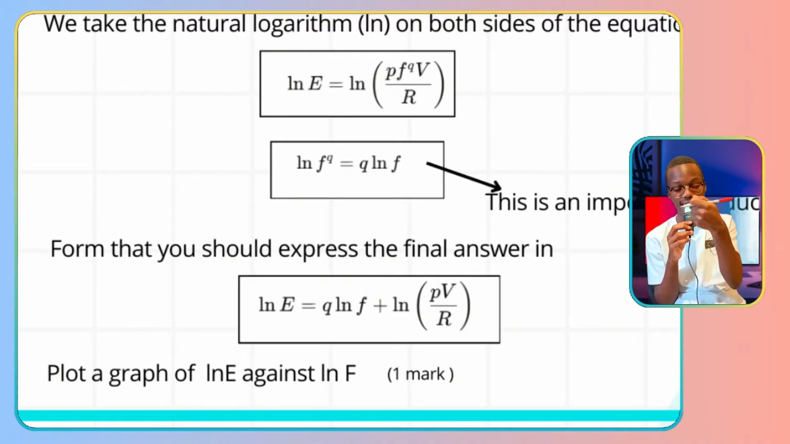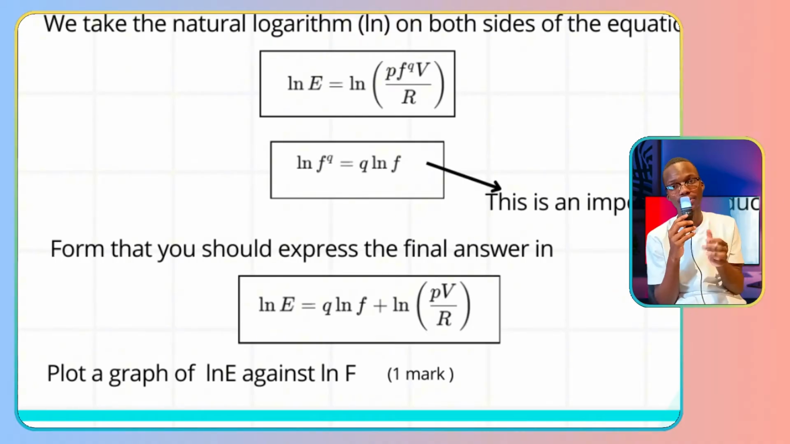Start with y, then against x. Don't squeeze them up, right? So now what's on the y is ln e. It doesn't have to be plotted graph of e. It can be plotted graph of ln e, for example. So plot a graph of ln e against ln f, where x is ln f, and you get 1 mark under method of data analysis. So if you don't say that, you don't get the mark, guys.